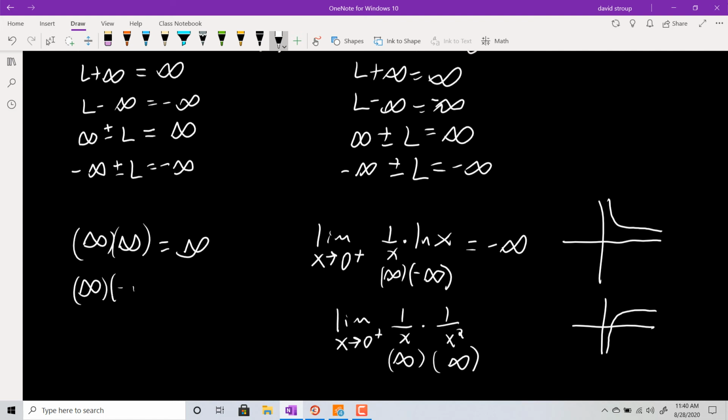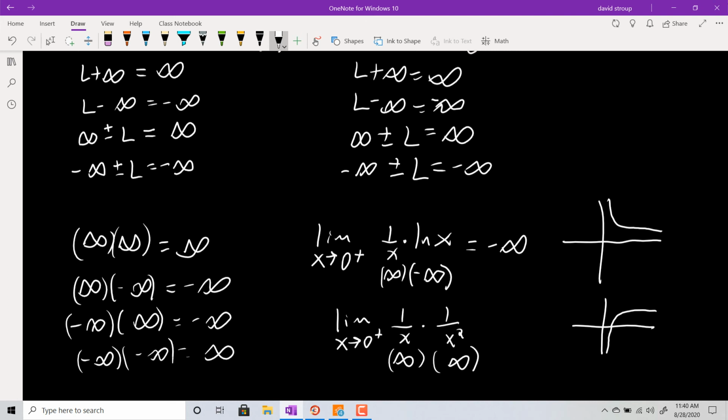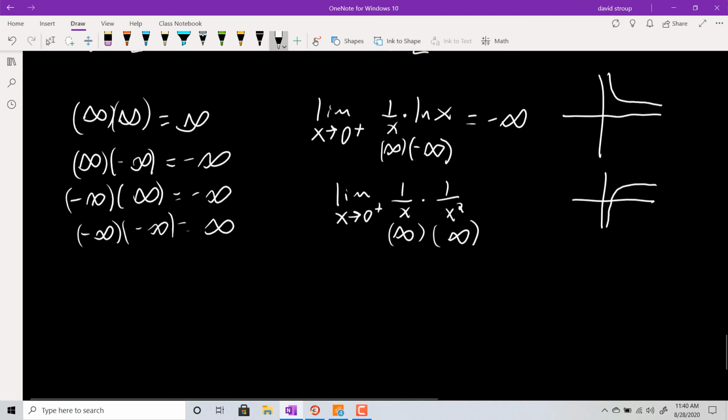Infinity times negative infinity will be negative infinity. Negative infinity times infinity will be negative infinity. Negative infinity times negative infinity will be infinity. Infinity plus infinity will be infinity. Negative infinity minus infinity will be minus infinity. The only ones you really have to watch out for are when you have competing interests.